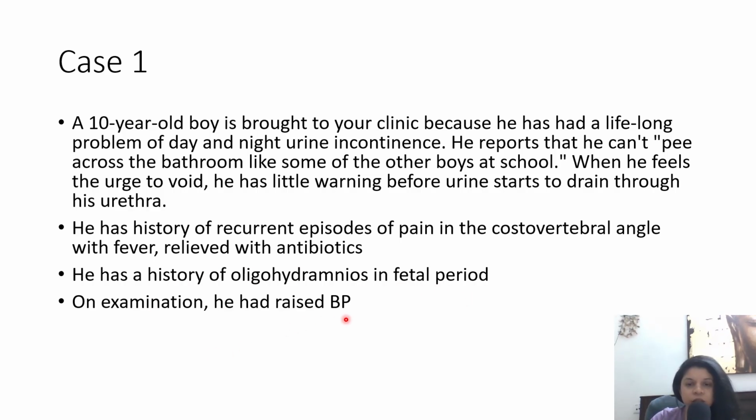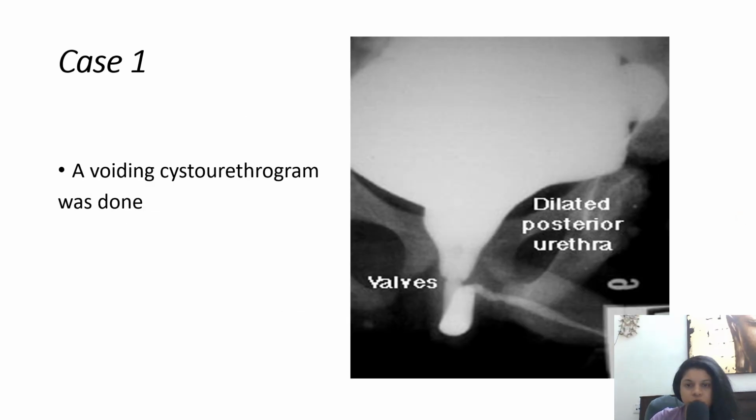Now on examination he has raised BP, which means the kidney is obviously affected, because you know how important the kidney is in controlling hypertension. So we did a voiding cystourethrogram on the child. Voiding cystourethrogram means micturition cystourethrogram, that is, the images are taken while voiding.